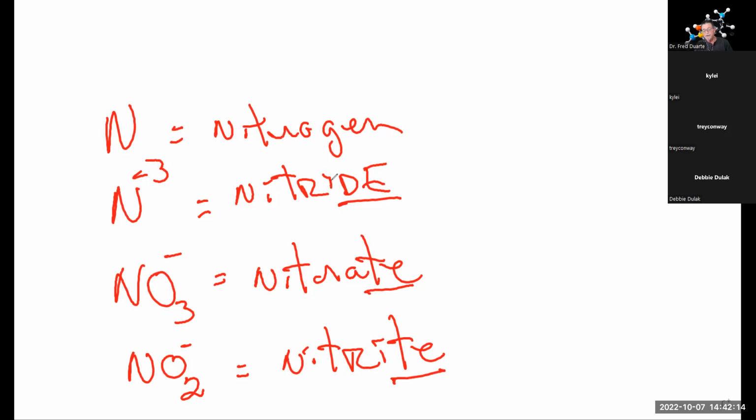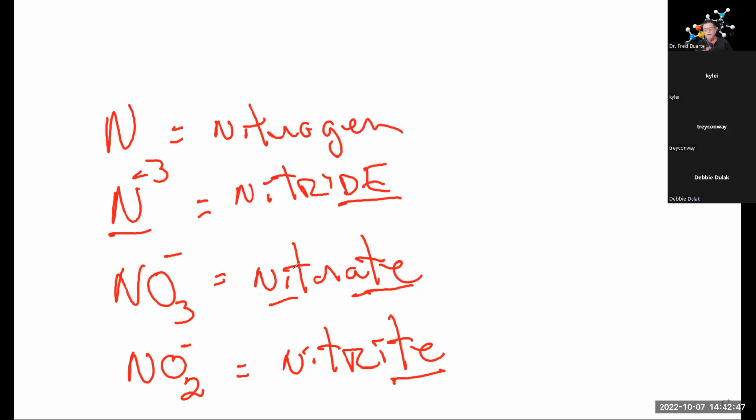The -ide is simply the atom itself with its respective charge. It could be nitride, it could be oxide, it could be fluoride. Then when we throw in the -ate, when you read nitrate, that is nitrogen, because you've got the Ni telling you it's nitrogen, then the -ate tells you, oh, I've got oxygens bonded to that nitrogen, specifically 3 of them.